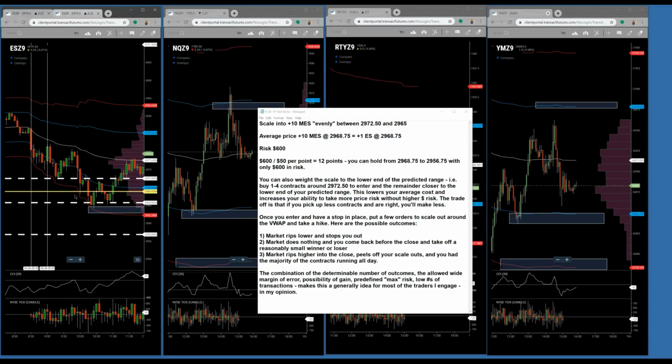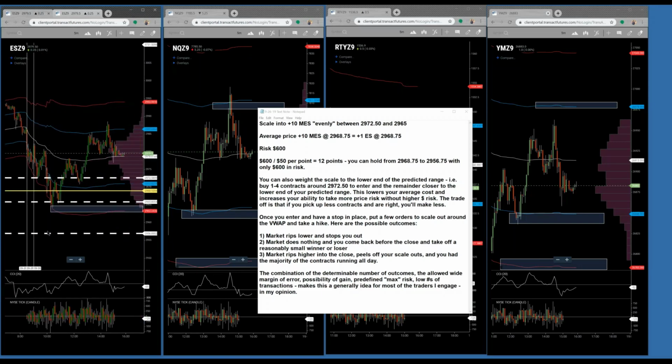All right, let's say that you're comfortable with a $600 risk per day. You're in a 10 lot micro, that's one E-mini S&P, and you're willing to risk $600. That's $50 a point, 12 points, which means you can hold that long position down to 56 3/4 with only a $600 risk. All right, that is an extremely powerful idea. The reason is that look at the margin of error that it gives you. You can maintain a long bias with this kind of a price range and actually have the market double down that same amount of loss all over again before you actually get stopped out.